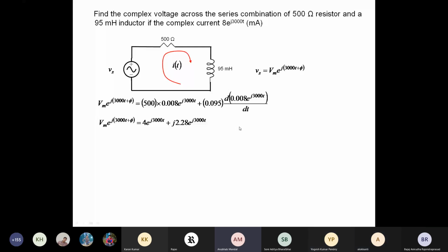Sir, can we directly use Vm equal to Im into Z? You can do many things, but I have not yet introduced Z in the course. So the purpose of doing this example is to do it directly algebraically rather than solving a differential equation.